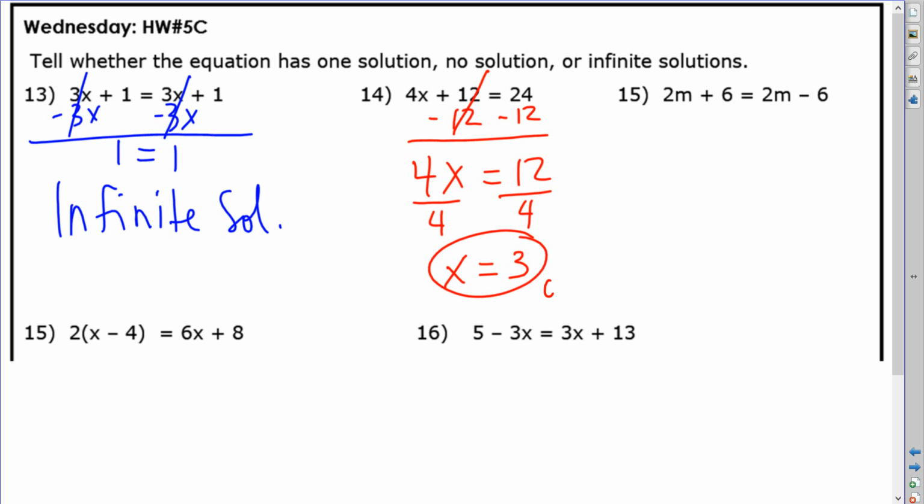So this one is one solution. There's one solution. 3 is the only number that will work for x to make this sentence true.